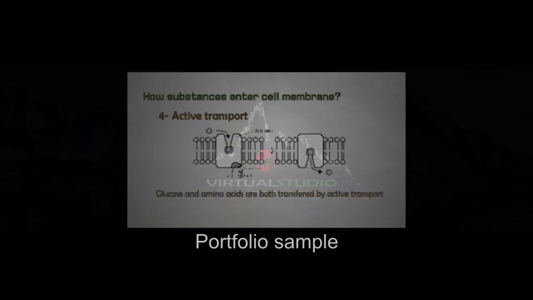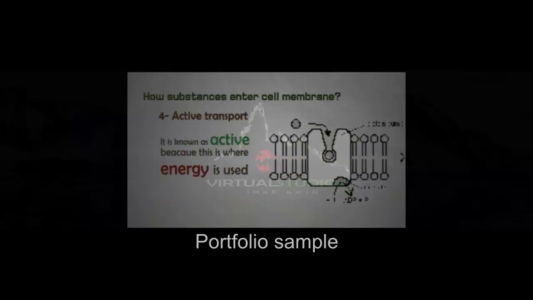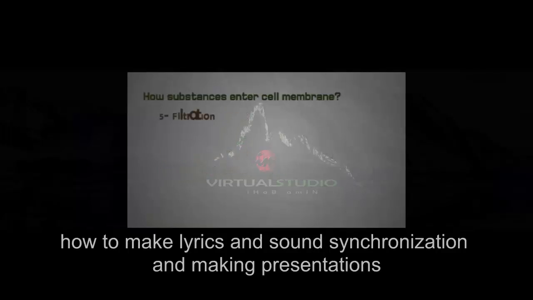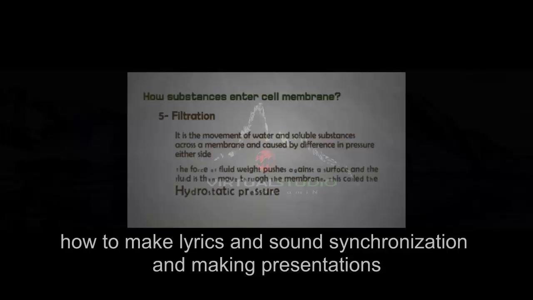And amino acids are both transferred by active transport. It is known as active because this is when the energy is used. And then lastly, we have filtration. This is the movement of water and soluble substances across a membrane and caused by the difference in pressure either side. The force of the fluid's weight pushes against the surface and the fluid is then moved through the membrane.